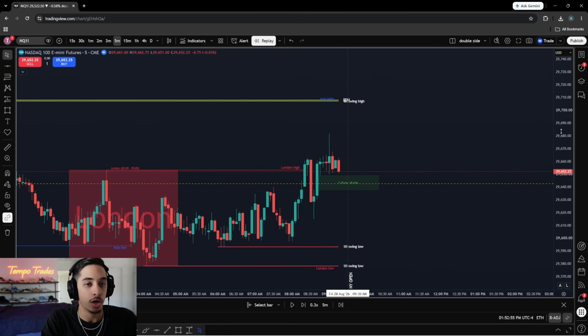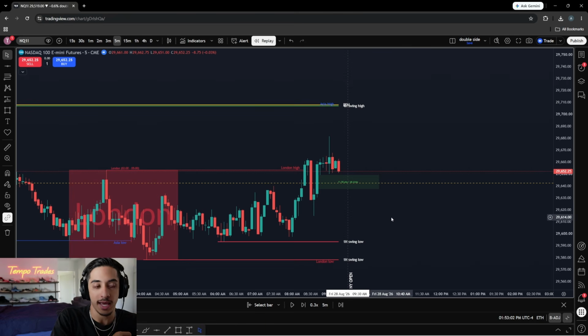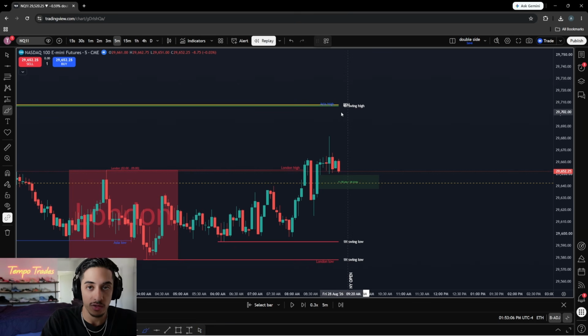So even if I woke up today and I'm seeing that price is above the yellow line, I don't want to short just yet because we're too close to the level. So what I would do is I would say, where is my liquidity?